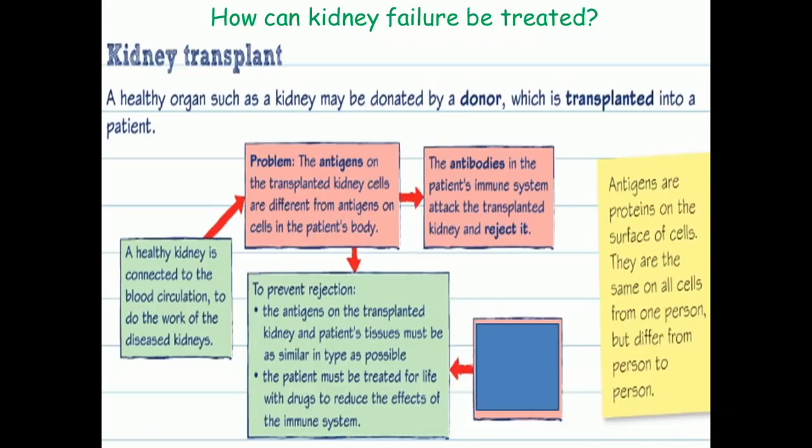One of the problems is that the patient must be treated for life with drugs, and the way to do that is to suppress the immune system so that the immune system is not attacking the transplanted kidney. And the problem is if you suppress the immune system, that increases your chance of getting infections, because you're suppressing the effect of attacking any pathogens that try to cause a disease in the body.